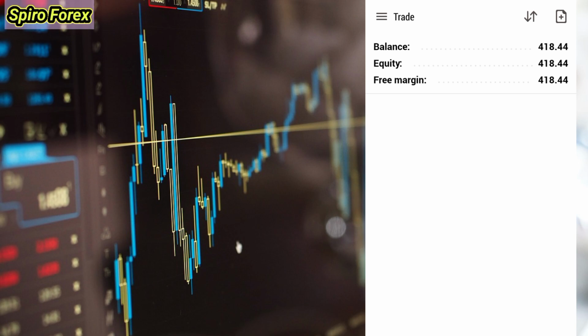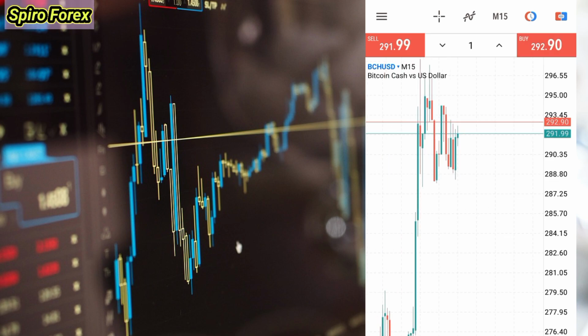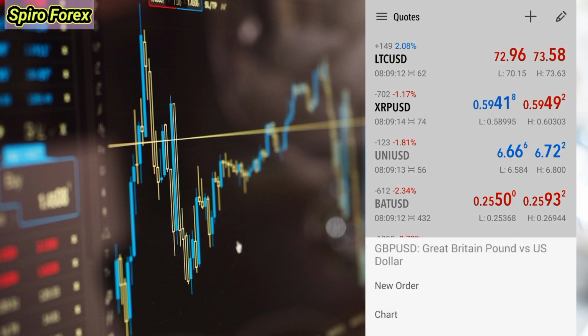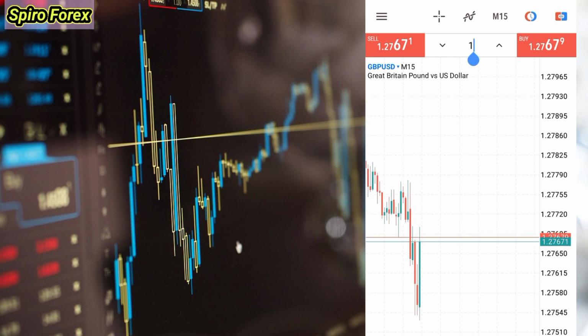This was the previous balance from the last video. This was the balance that was left on the account. So this week I am starting, and I'm going to flip the account to any reasonable amount.